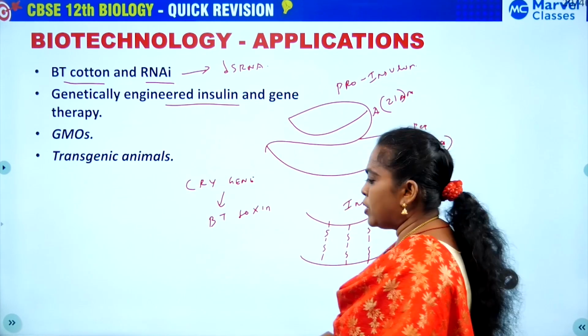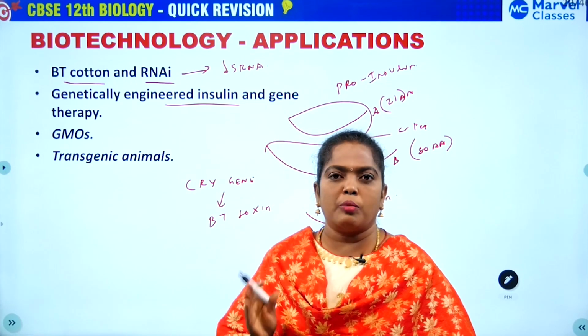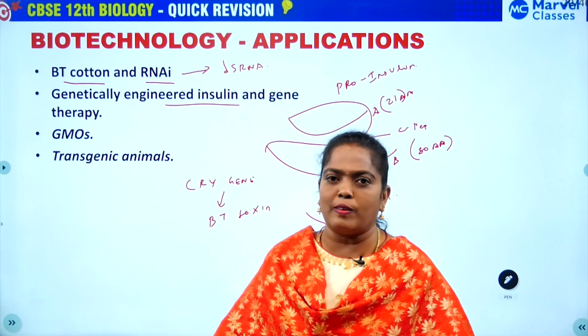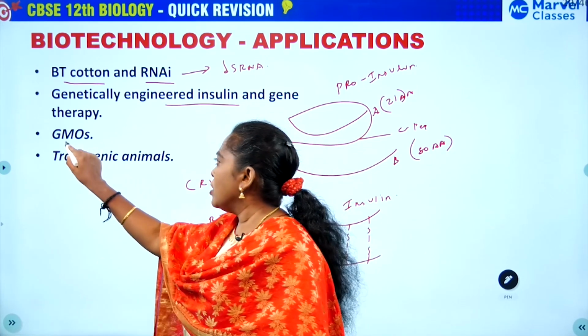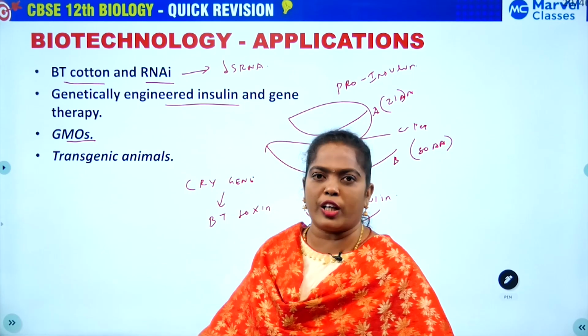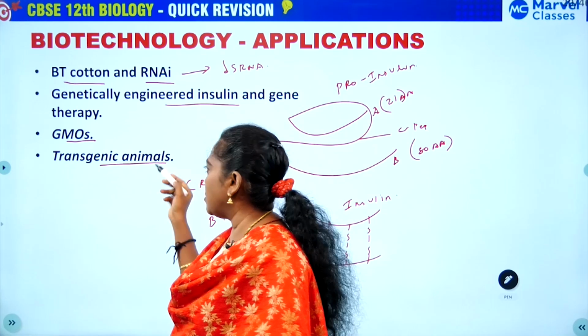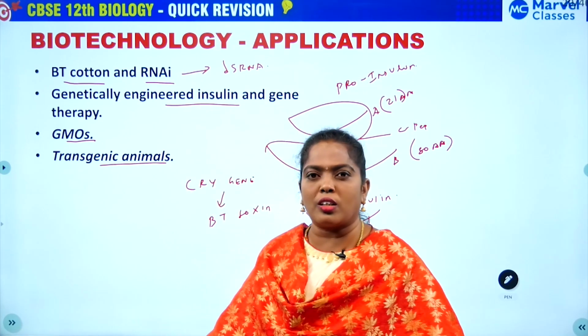So insulin produced from human, that's why this is known as Humulin, okay. The name of the company is Eli Lilly, like that you should remember. And then just 2 mark question, what is GMOs? Genetically modified organisms, okay. And then transgenic animals, they might ask you to write a short note on transgenic animals.